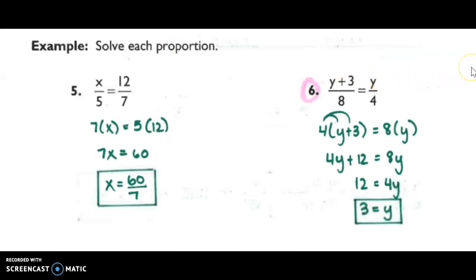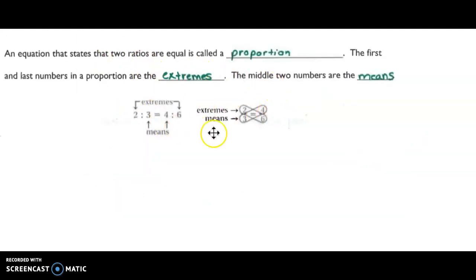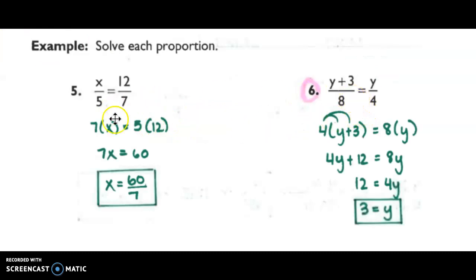And you should have done some of these or some types of problems like these. When you solve a proportion, we're going to use what's called cross multiplication, right? And we set them equal to each other. So 7 times x is equal to 5 times 12. I kind of skipped over this, right? You have the means and extremes, okay? And then you work that out.